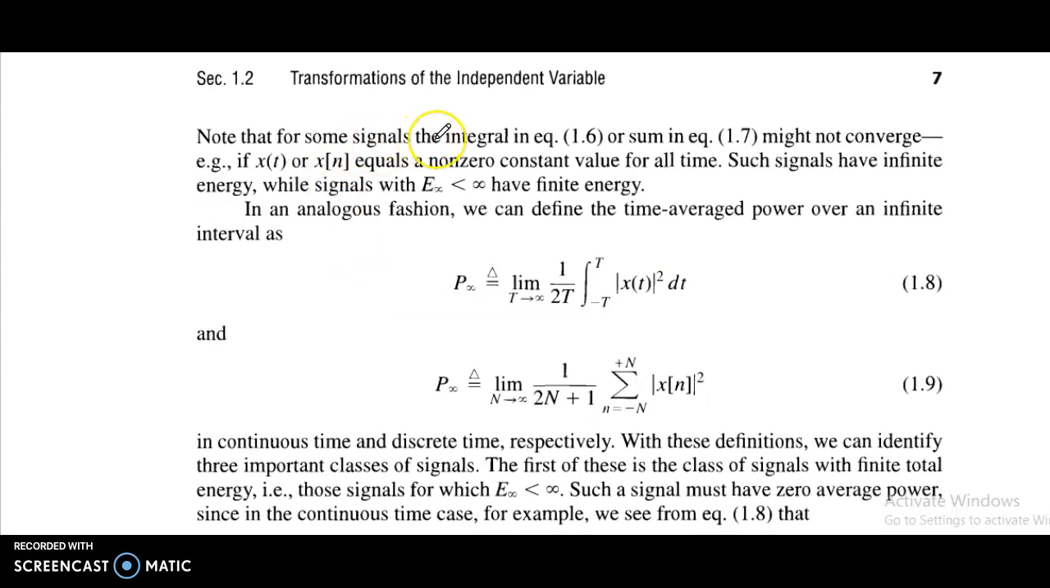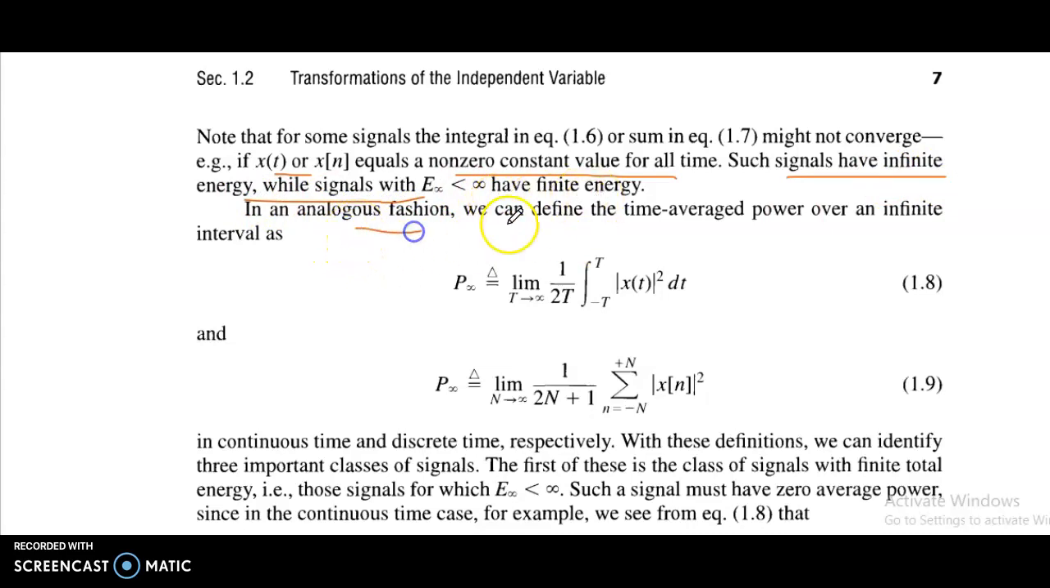Note that for some signals, the integral in equation 1.7 might not converge, even if x of t or x of n equals a non-zero constant value for all time. Such signals have infinite energy, while signals with E infinity less than infinity have finite energy.